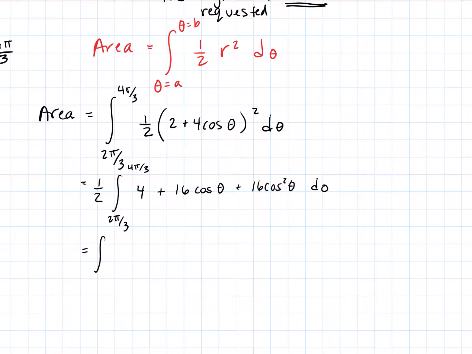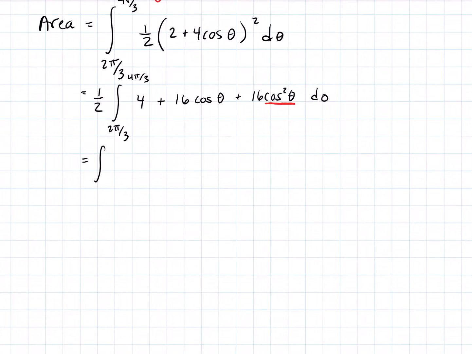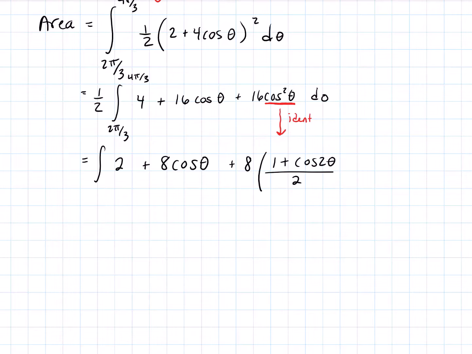And while I'm at it, again, nice little ending section here because we get to apply some other things from earlier in the semester. Got that cosine squared, so I'm going to send the 1/2 through, and at the same time I'm going to use the identity to simplify that cosine squared. So we got 2 plus 8 cosine of theta plus 8 times, and then I'm going to have 1 plus cosine of 2 theta over 2 d theta.